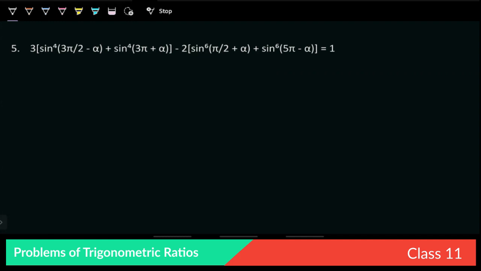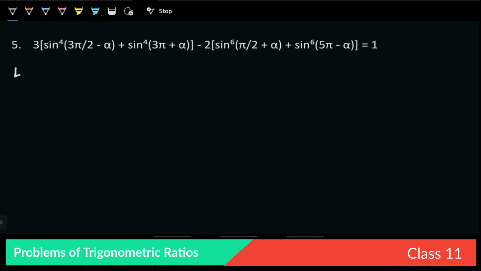We have to prove this. Okay, so first, for our own convenience, let us convert this π/2, 3π/2, 3π, 5π into degrees. π/2 means 90 degrees. Okay, so we will start with LHS.